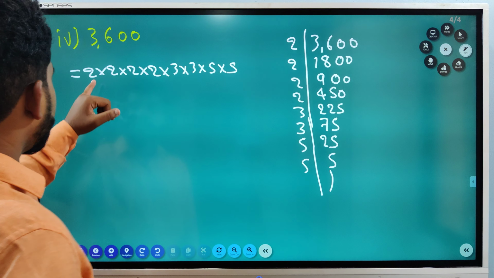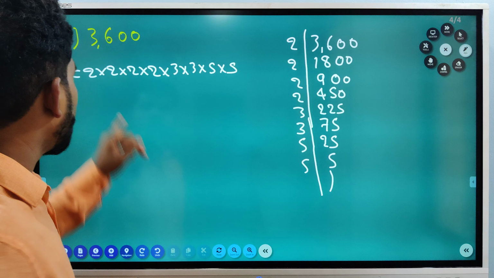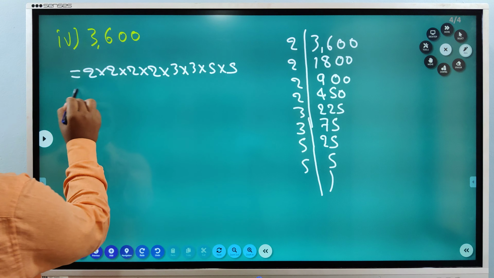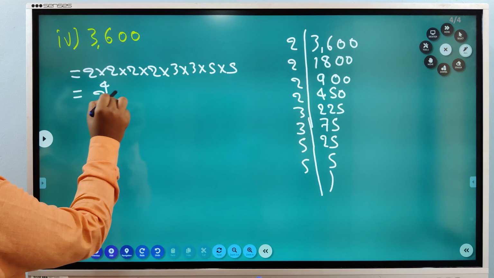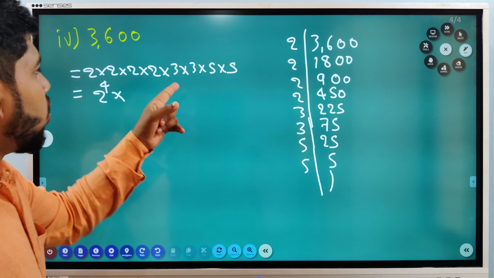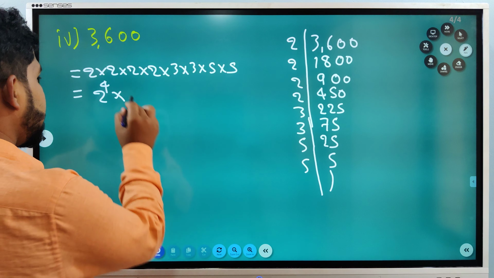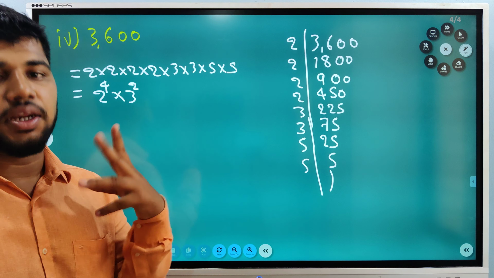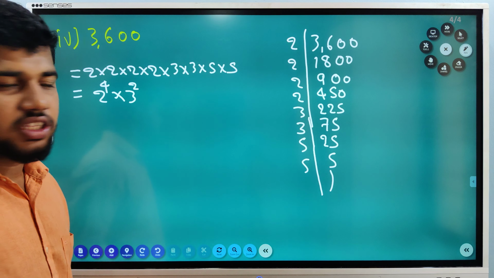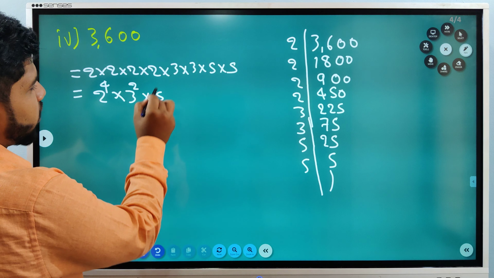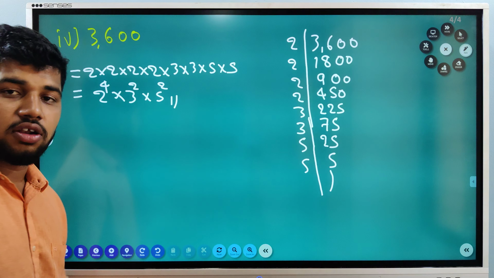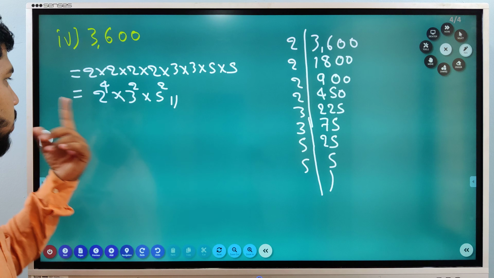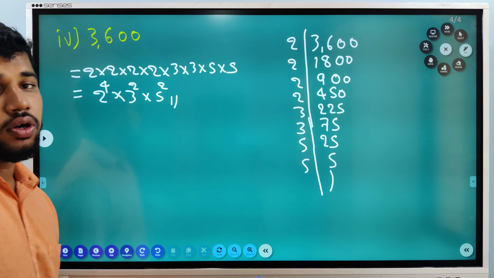Now here, how many times is 2 repeated? 1, 2, 3, 4. That's why we write 2 power 4 into, and how many times is 3 repeated? 2 times. Now how many times is 5 repeated? 5 is repeated 2 times. Now what is the answer? 2 power 4 into 3 power 2 into 5 power 2.